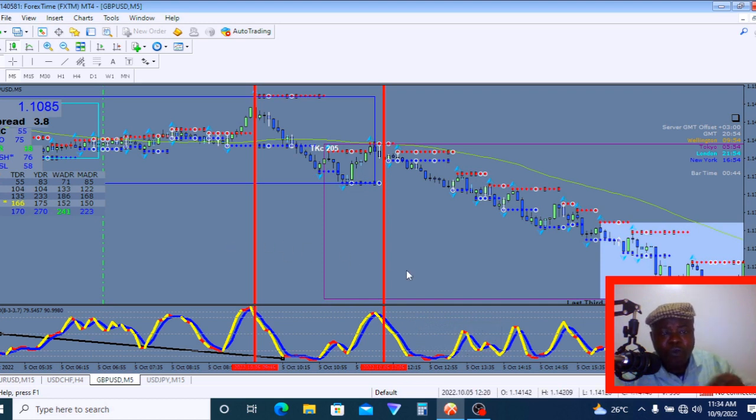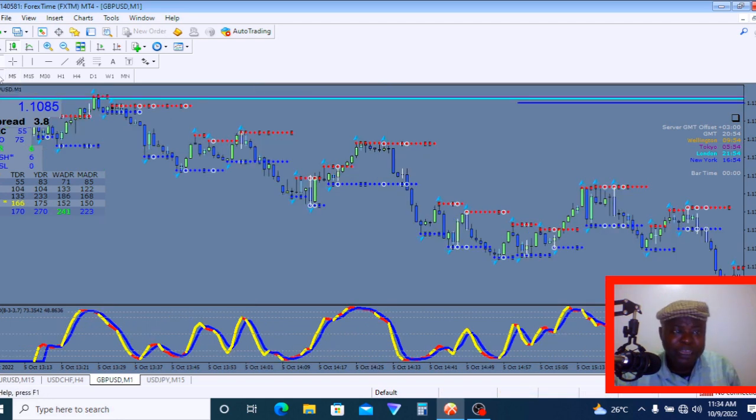Now, how is it important with the stochastic of 5 minutes, of 1 minute? Now, if you look at the stochastic from A, this is the stochastic I have in 5 minutes. I have the stochastic running down. How is it important? What is the importance of this stochastic to that of 1 minute? How do you combine the two together? Now, let's move down to our 1 minute chart. This is our 1 minute chart.